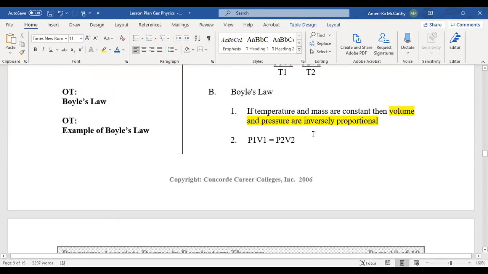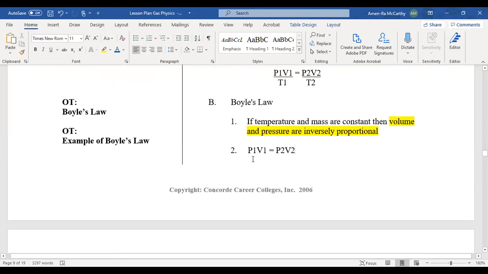All right, the formula for that is P1, the first pressure, times the first volume, will equal the second pressure times the second volume. P1 times V1 equals P2 times V2. That is Boyle's law's formula. You need to know the formula and the definition.